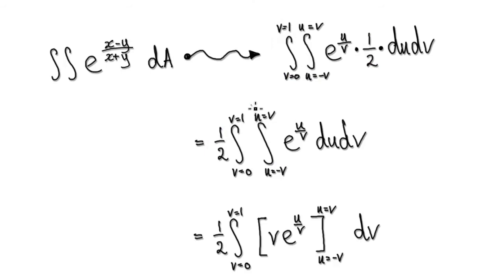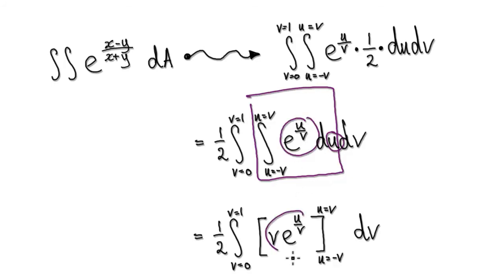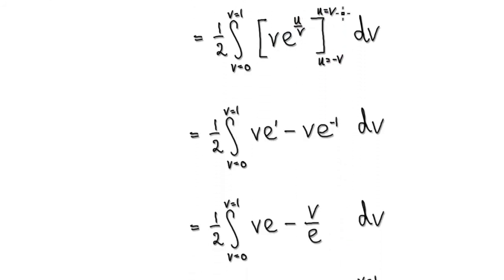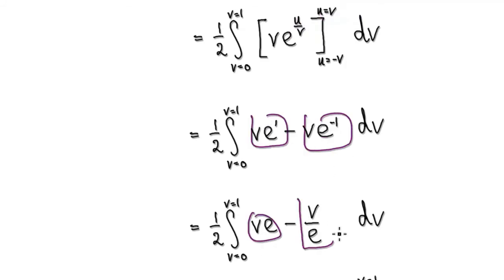Now we've got to look at the inner integral and integrate it with respect to u. When you integrate this, it would be this thing here with respect to u, from u equals negative v to u equals v. So now we can put this into here. That would be v over v, which would be 1. And then you take away, and put this into here. That would be negative 1. Let me just tidy this up. This becomes this. This becomes this.